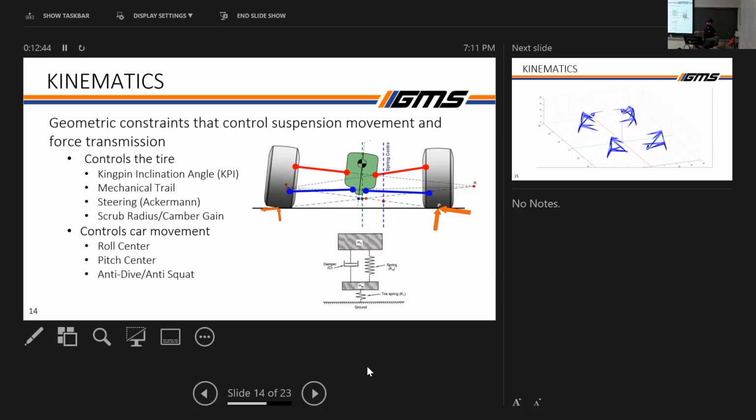These are all things you could talk about for hours, and there's a lot of stuff in depth here. So if you want to learn more, just keep coming to suspension, start reading stuff, and there's a whole lot to learn about this. All that stuff controls how the car moves, how the wheel moves. And then there's what we call a roll center, a pitch center, and there's also a geometry called an anti-dive and anti-squat that also affects how the car moves.